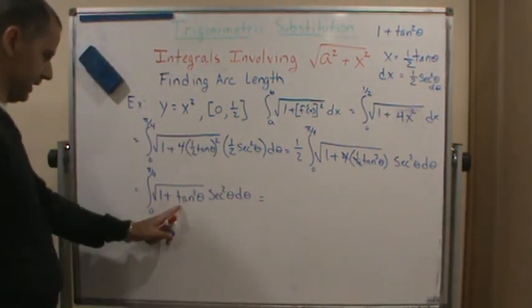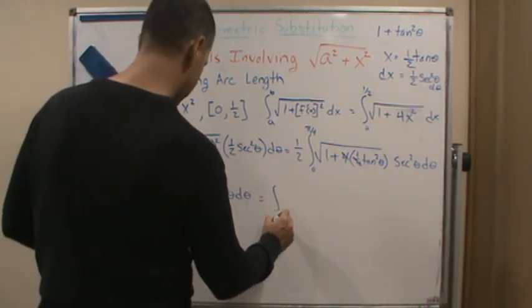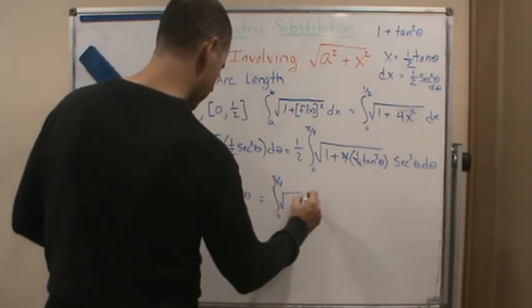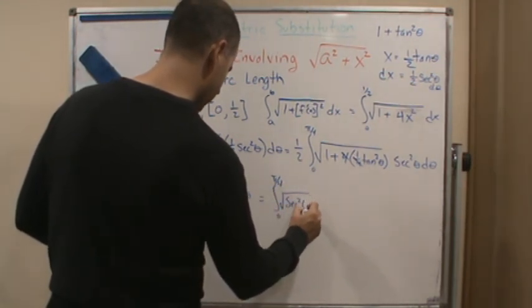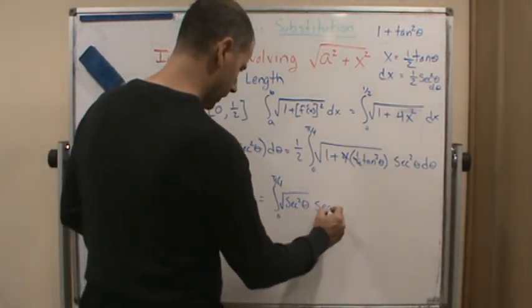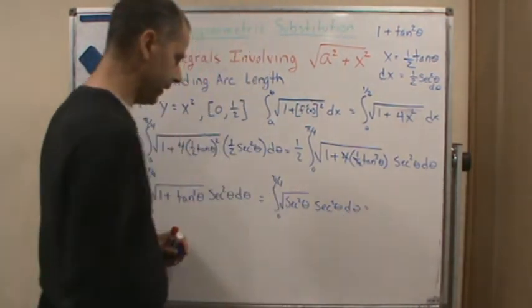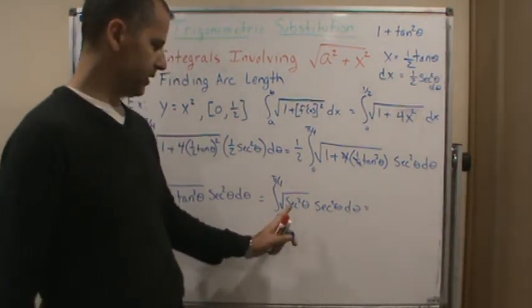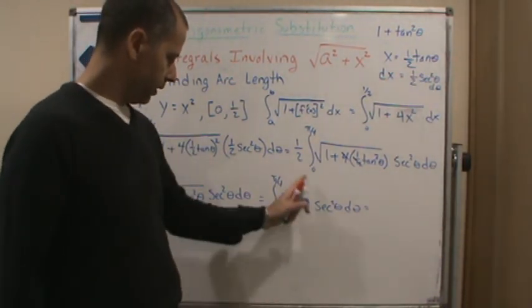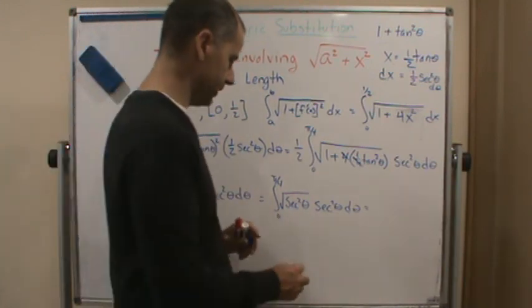Okay, now this becomes secant squared theta underneath the square root, from 0 to pi over 4. The square root of secant squared theta times secant squared theta d theta. Now, because secant is positive over this interval, we can undo this and drop the absolute value signs, right? So it's just going to be secant theta.